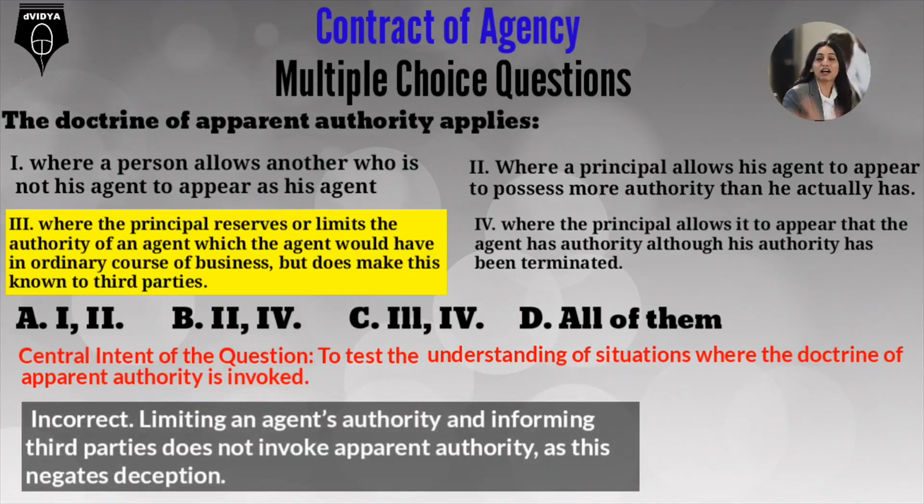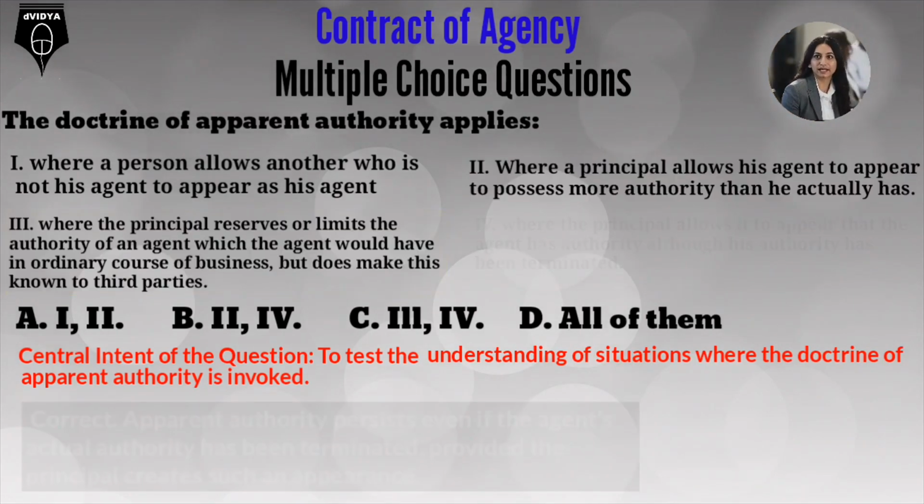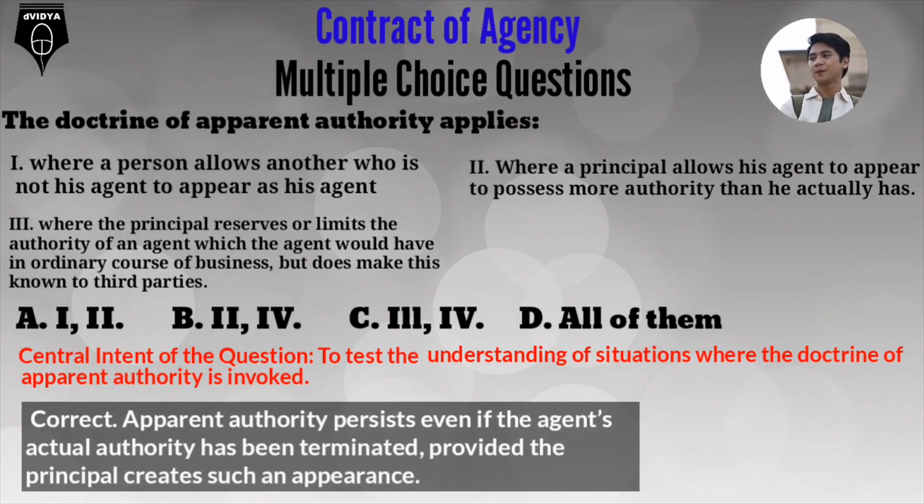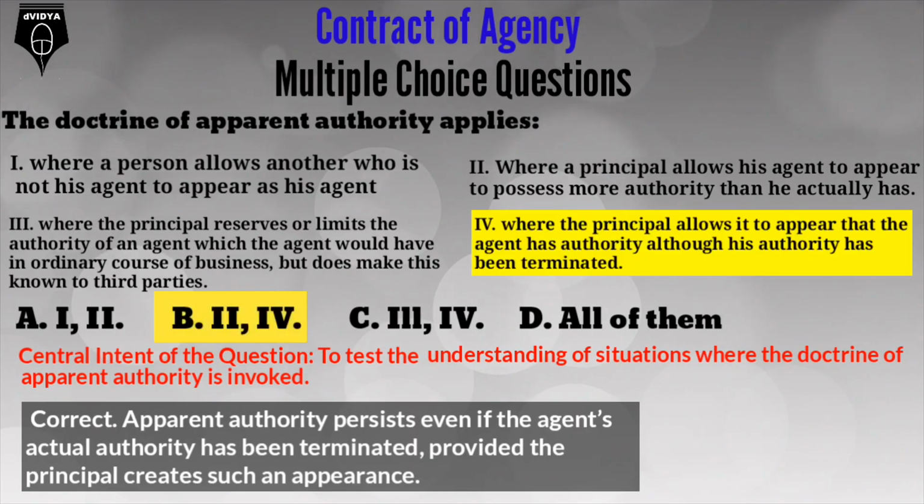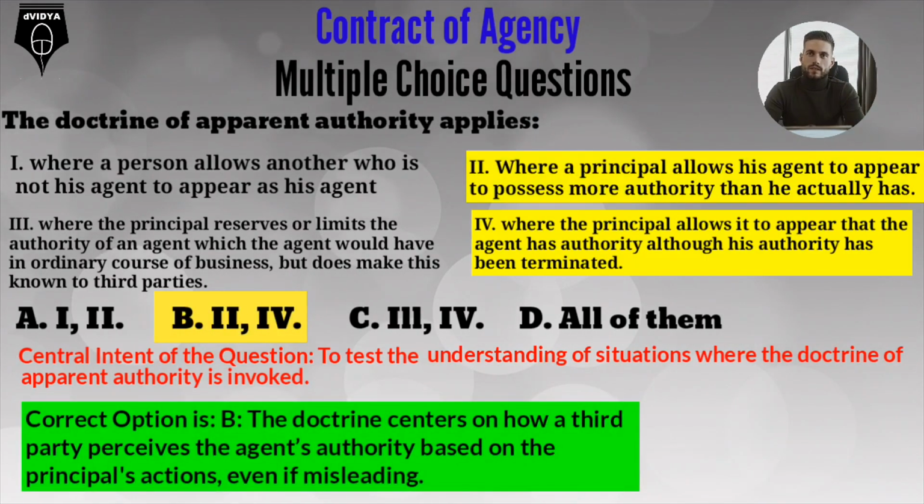Third, incorrect. Limiting an agent's authority and informing third parties does not invoke apparent authority, as this negates deception. 4. Correct. Apparent authority persists even if the agent's actual authority has been terminated, provided the principal creates such an appearance. Correct option is B. The doctrine centers on how a third party perceives the agent's authority based on the principal's actions, even if misleading.